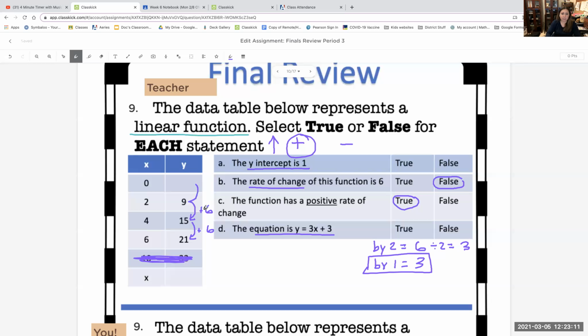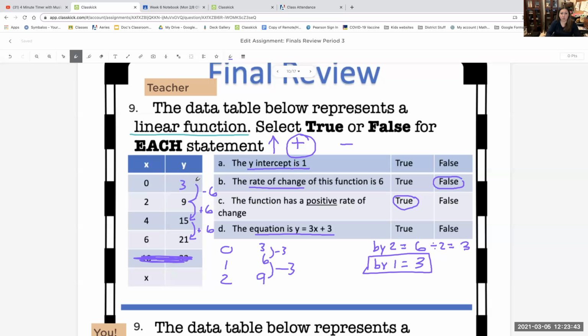and figure out what this is. Or we could extend our table. And we know that 2 is 9. I can subtract 3, and that would give me 6. Then subtract 3 again, and that would give me 3. Or 9 minus 6 gives me 3.